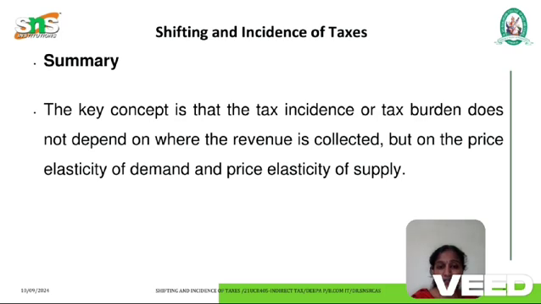The key concept is that tax incidence or tax burden does not depend on where the revenue is collected, but on the price elasticity of demand and price elasticity of supply. Mainly, the tax is fixed on the price of the product, but does not depend on whom they are paying the tax to the government. So the government is more concerned about the price of the product.